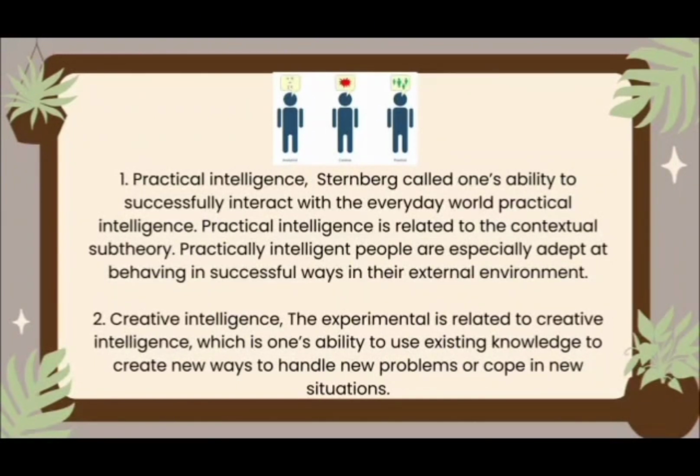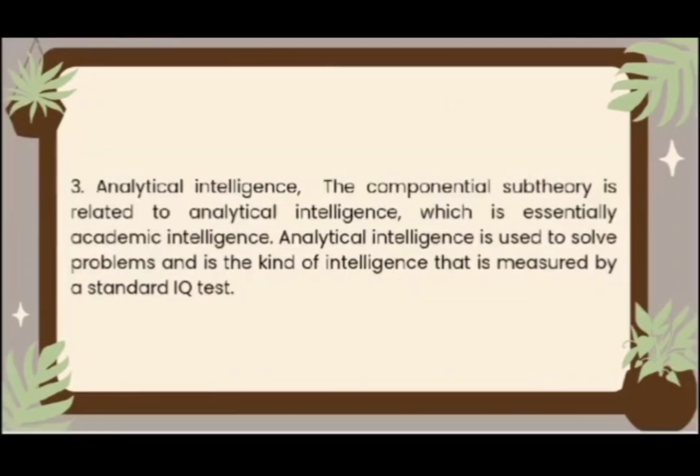The experimental subtheory is related to creative intelligence, which is one's ability to use existing knowledge to create new ways to handle new problems or cope in new situations. The last one is analytical intelligence. The componential subtheory is related to analytical intelligence, which is essentially academic intelligence. Analytical intelligence is used to solve problems and is the kind of intelligence that is measured by a standard IQ test.